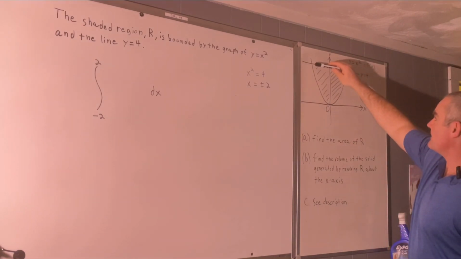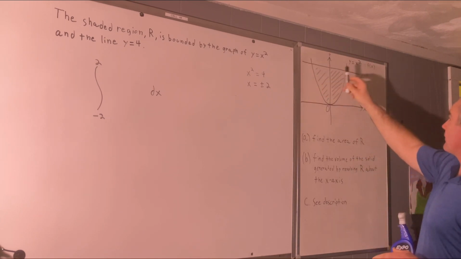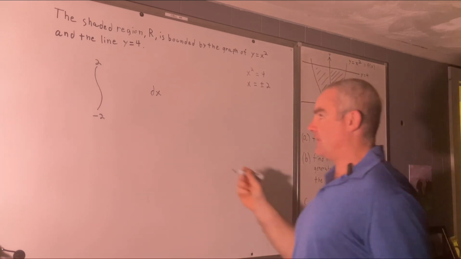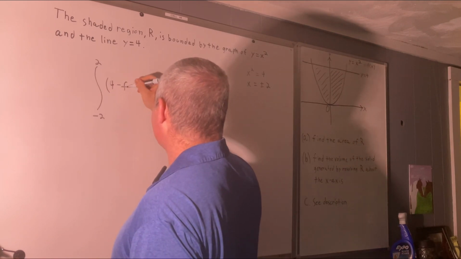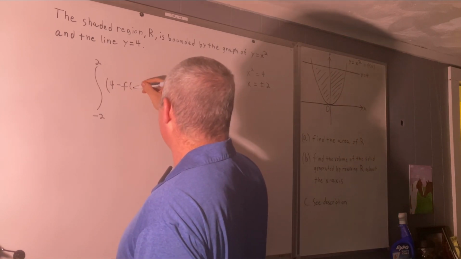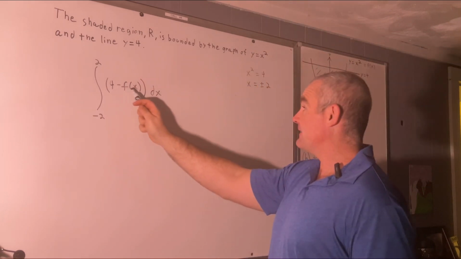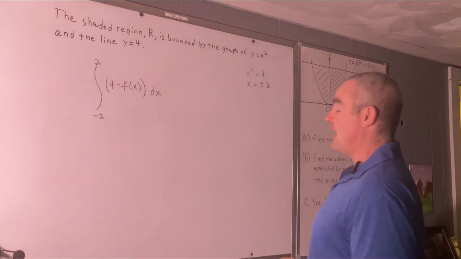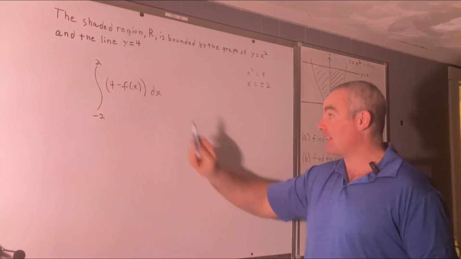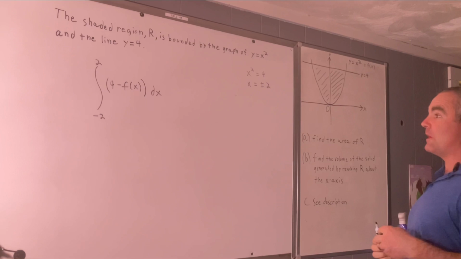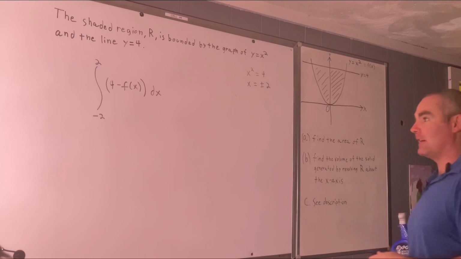So again, what is the distance? It is 4 minus f of x, and we are adding up a bunch of them from negative 2 to 2. So let's just write that down as is. We have 4 minus f of x, and that is the height of each one of our rectangles. And our width, what is the width? Our width is dx. It's an infinitesimal width, and we are adding up an infinite number of them from negative 2 to 2.